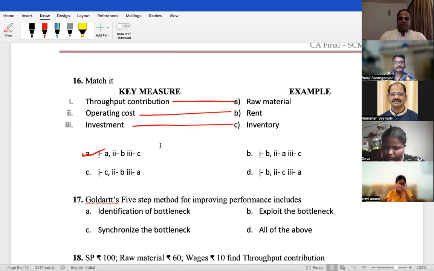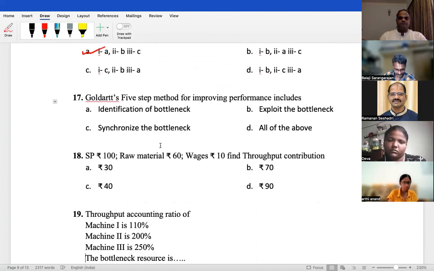The five steps method for improving performance includes identification of bottleneck, exploit the bottleneck, synchronize the bottleneck, all of the above. All of the above.